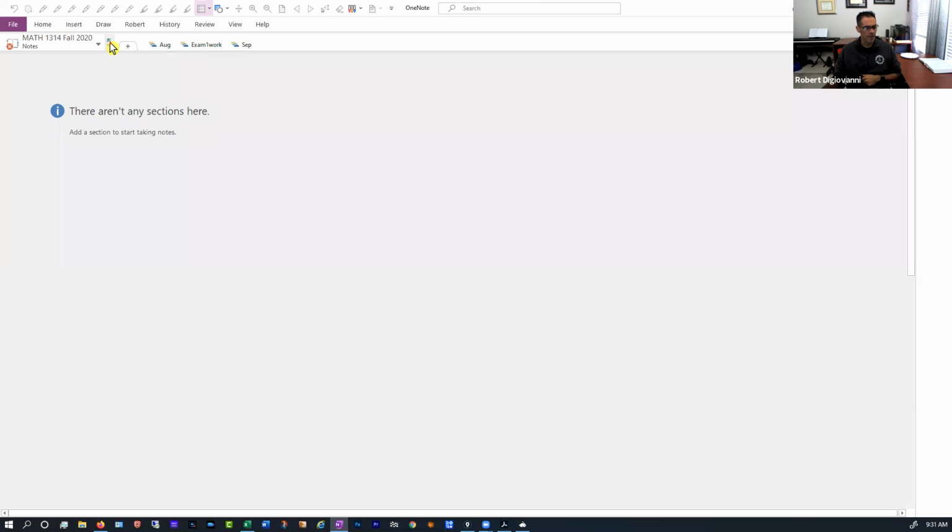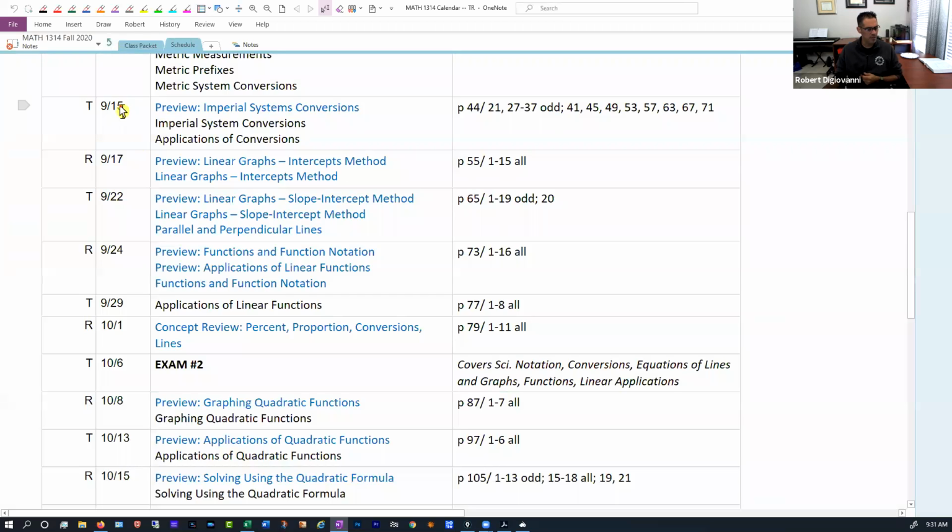Wanted to start off by just taking a quick look at our schedule to see where we are. Right now we are on parallel and perpendicular lines. We'll finish that up today, and then we will get into functions and function notation, applications of linear functions, hopefully be able to get through all this.